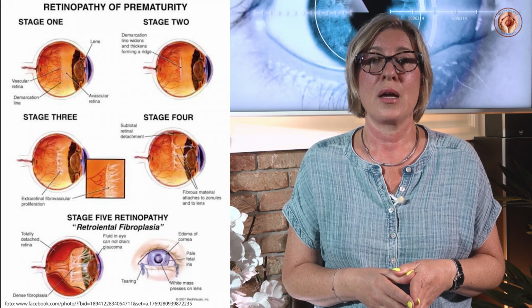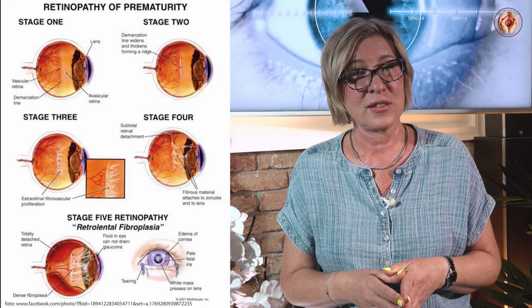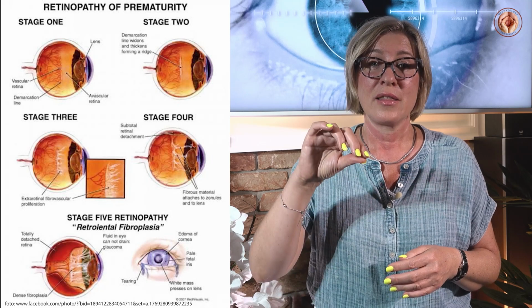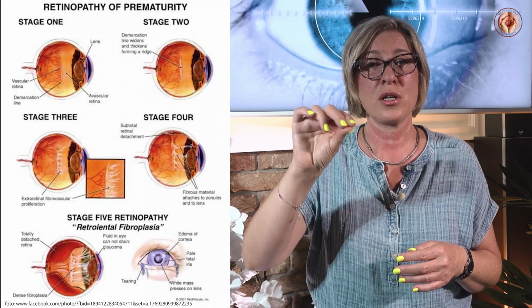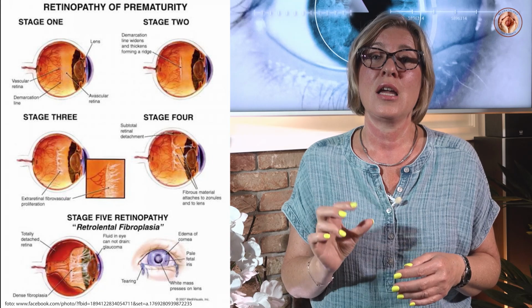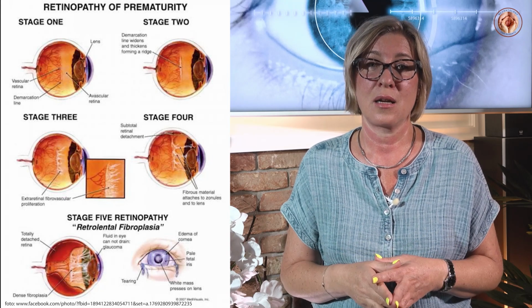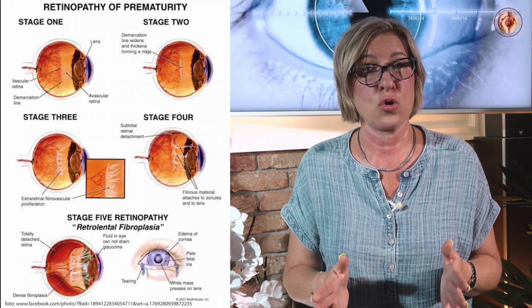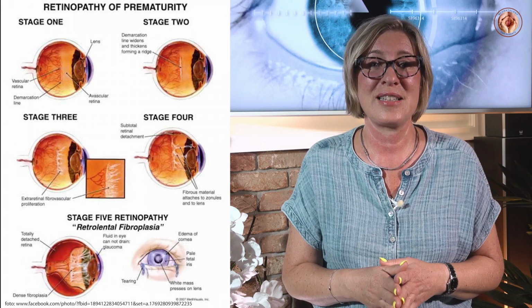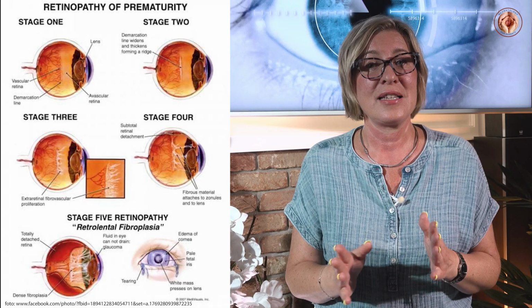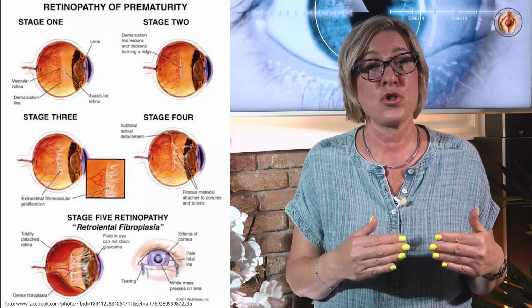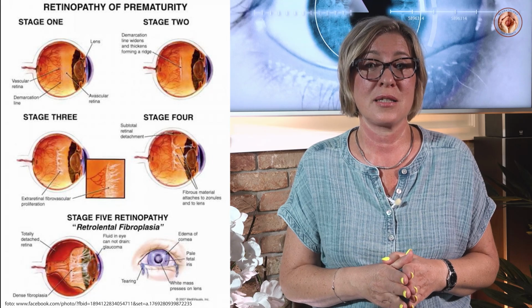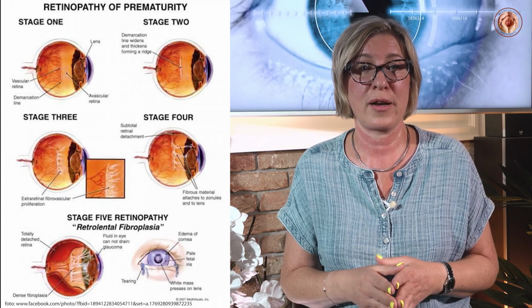Stage 2, moderately abnormal blood vessel growth. There is a ridge formation. The demarcation line develops into a ridge with height and width, indicating more pronounced abnormal vascularization. Prognosis in this stage, stage 2, is still good. The chances of regression without any treatment are very high, but this stage requires close monitoring.